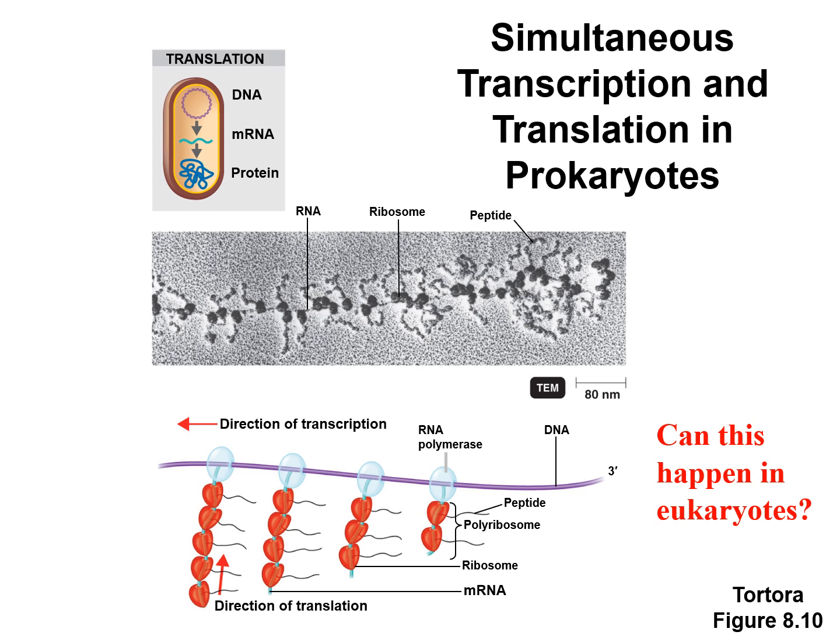So can this happen in eukaryotes? Can we do transcription and translation at the same time like this? So no way. So there's two reasons why this can't happen in eukaryotes. So one of them is that transcription and translation happen in different places in the cell, right?